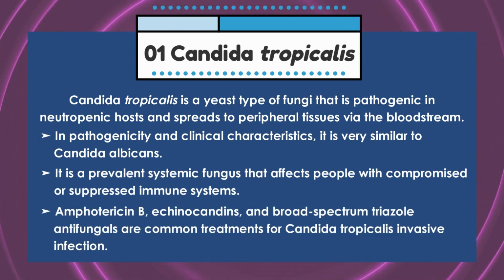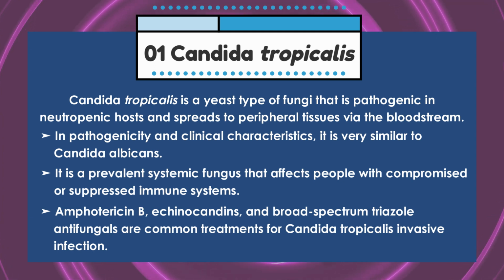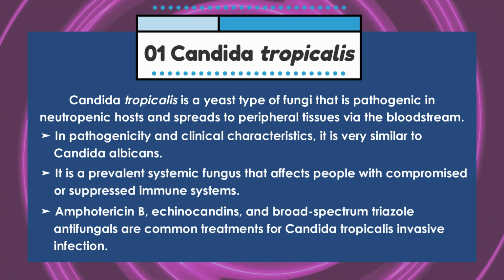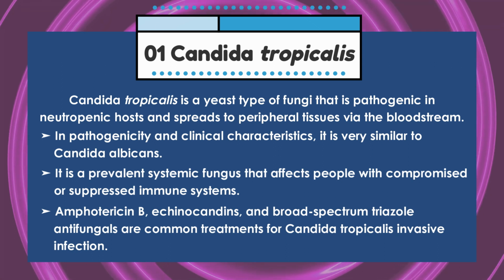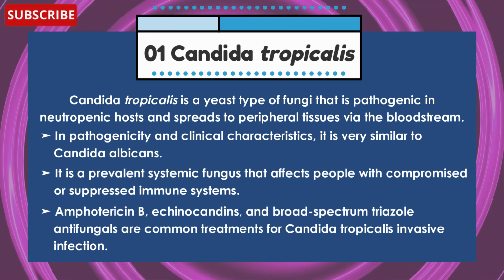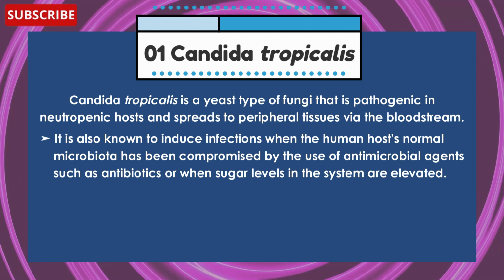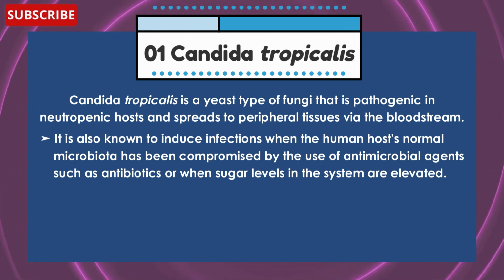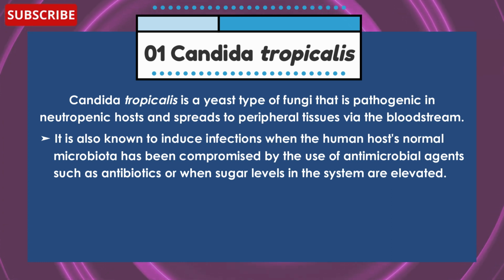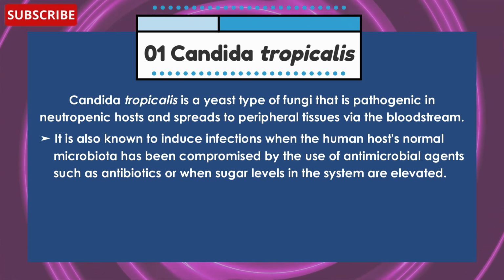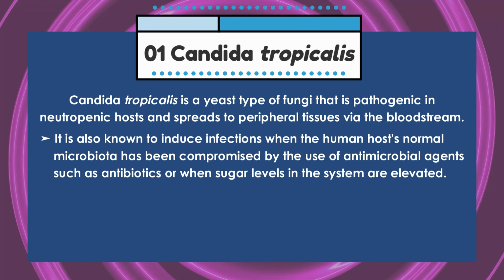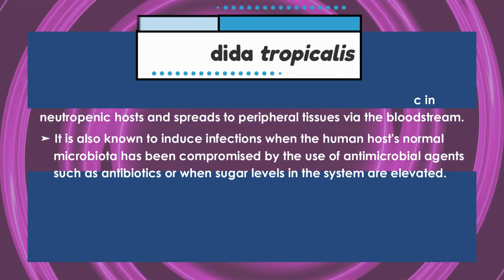Amphotericin B, echinocandins, and broad-spectrum triazole antifungals are common treatments of Candida tropicalis invasive infection. It is also known to induce infections when the human host's normal microbiota has been compromised by the use of antimicrobial agents such as antibiotics, or when sugar levels in the system are elevated.